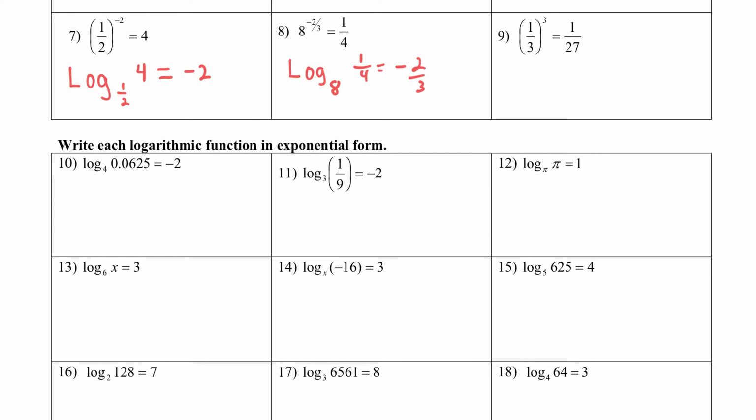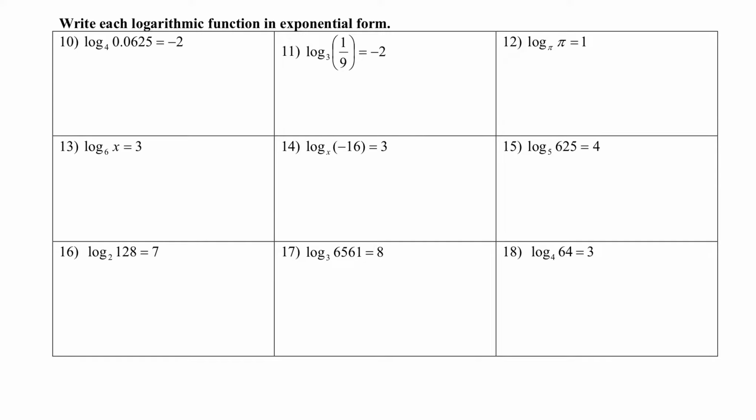Number 9, we have 1/3 raised to the 3rd power is equal to 1/27. So we're going to go ahead and write log. The base, once again, is a fraction. It seems kind of awkward, but it is a fraction. We know that the answer is 1/27, and that's equal to the exponent.